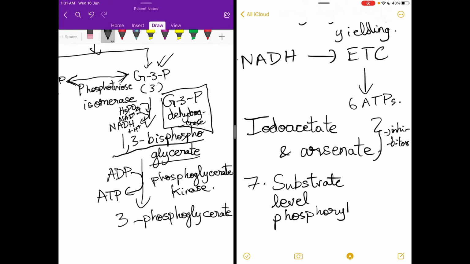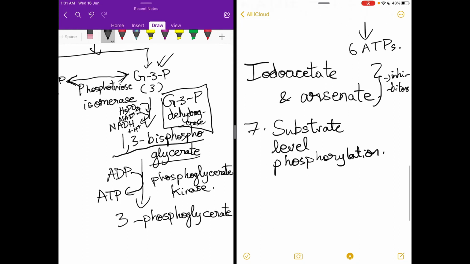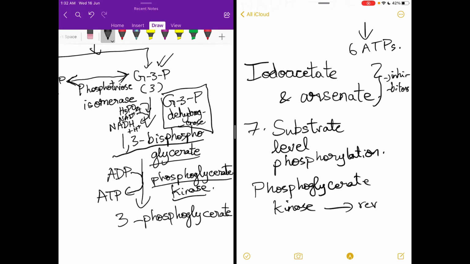Okay. So that being said, I want you to remember that this phosphoglycerate kinase is a reversible enzyme. Of course, if you had studied about enzymes, you will know that it belongs to the class of dehydrogenases, and not all dehydrogenases are reversible. It's a rare example of a reversible dehydrogenase. So it's a point of significance.